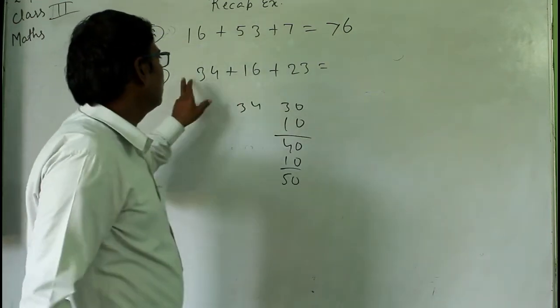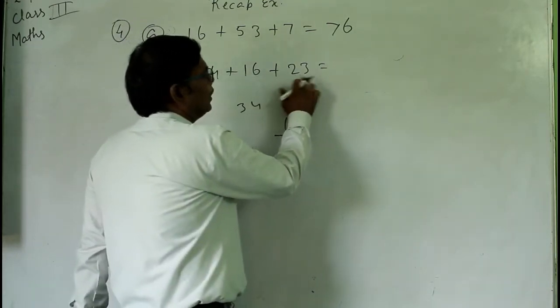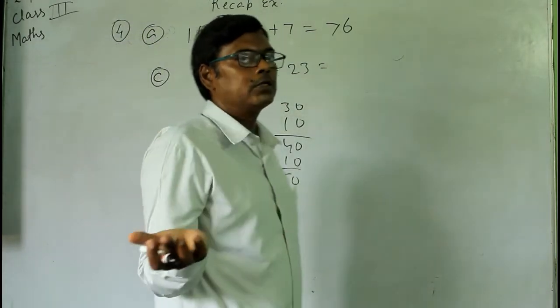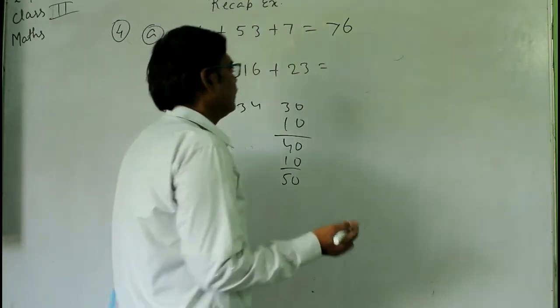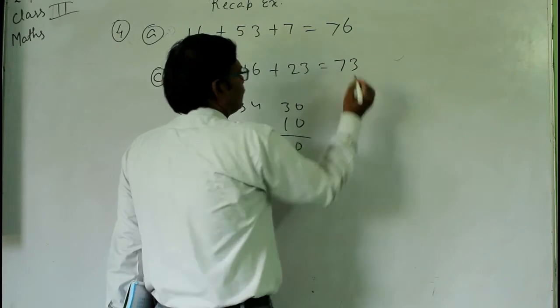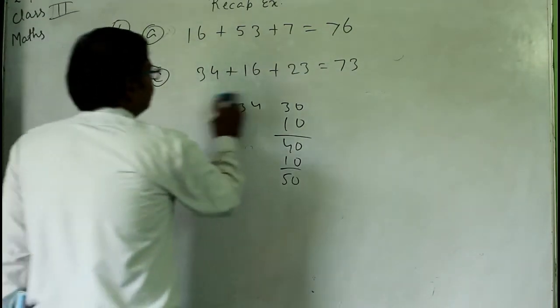50. Now 50 plus 23. So you have 50 plus 20. 50 plus 20 करो. 50 plus 20 will be 70 and then 70 plus 3 will be 73. So in this way you can find the sum.